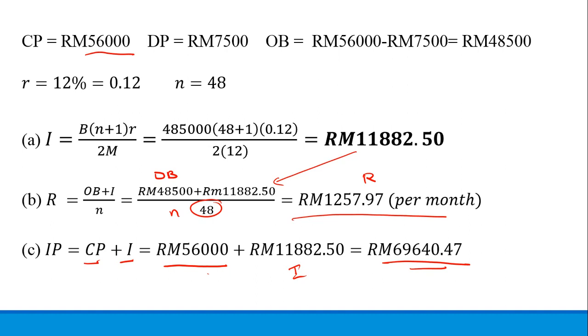6964.47. Okay, there isn't any difference in the original balance, but the difference is only in the interest charges, which is I equal to B(n+1)R divided by 2M for reducing balance. But for the original balance, B is equal to RT.